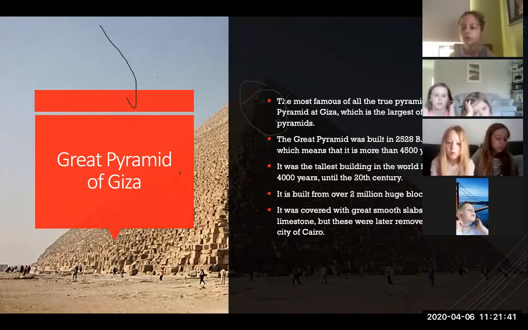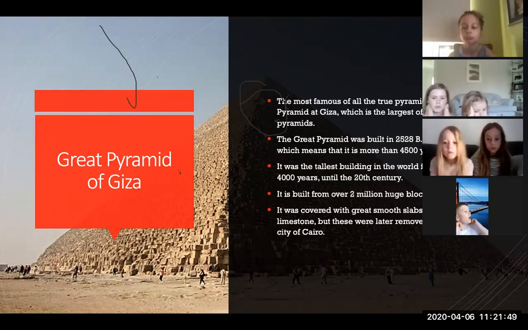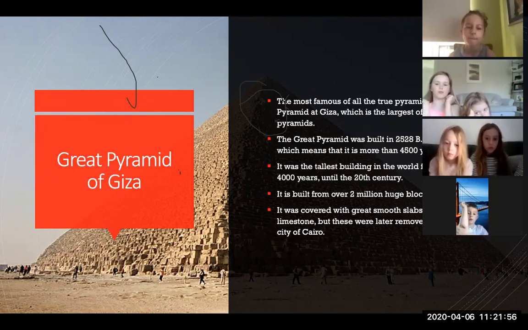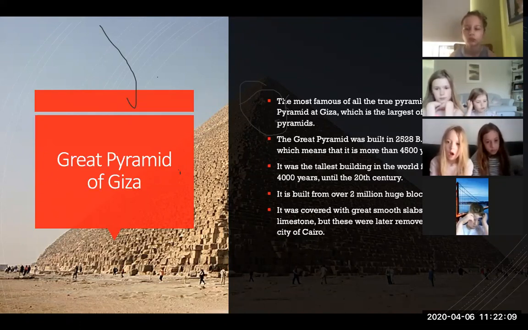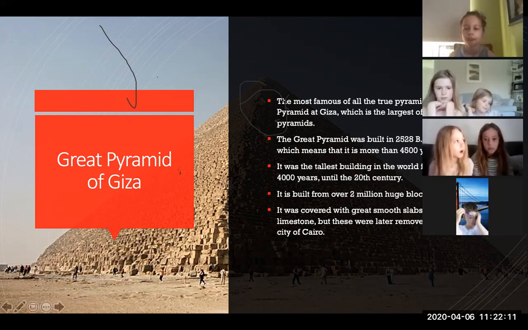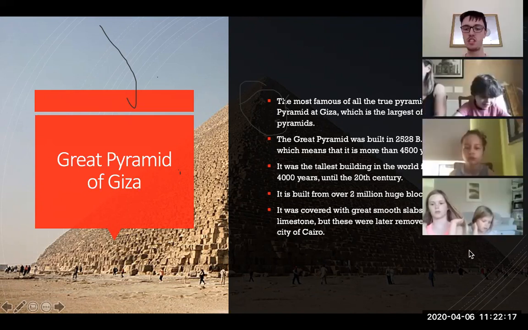And it is built from over 2 million blocks. So the slaves would have had to carry 2 million blocks. They were massive as well, absolutely huge blocks that they would have had to carry and start building up in layers all the way to the top. Unfortunately, though, lots of those blocks were later taken out and used to build the city of Cairo. So a lot of the blocks that are there today aren't the original blocks. They're replacements and replicas to sort of show us what it would have looked like. So lots of the real blocks were ground up and then remade into smaller bricks to build the city of Cairo.